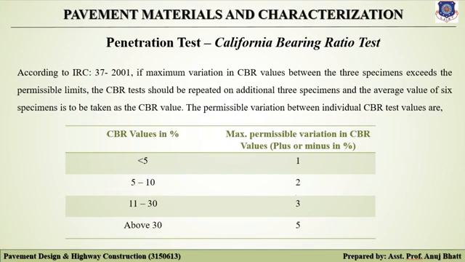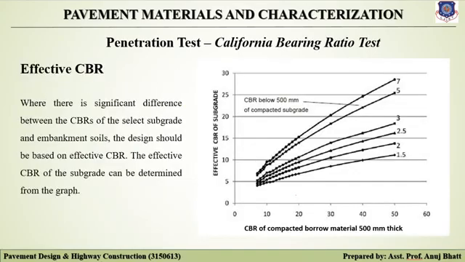The next concept is effective CBR. What is effective CBR? Where there is a significant difference between the CBR values of the selected subgrade soil and the embankment soil, the design should be based on the effective CBR.